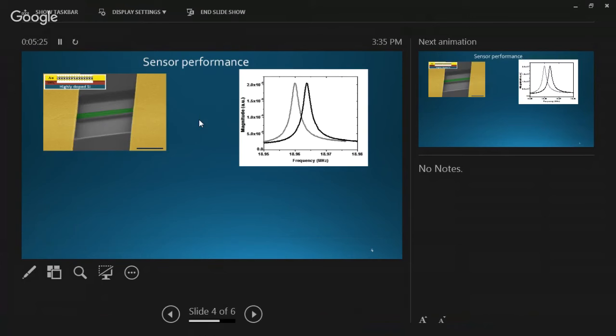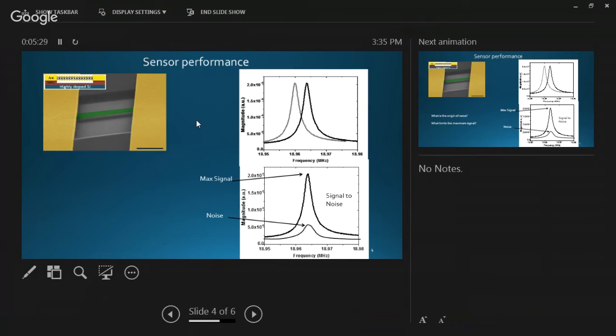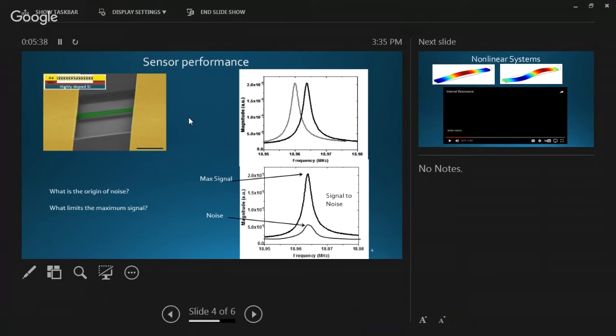So what is the minimum that you can measure? It is determined by the signal to noise that we have. So another question that we try to ask is, where is the noise coming from in these sensors? What is the origin of the noise? We reduce these noise sources. And if there is a maximum in the signal, what provides the maximum limit in these devices? How do we improve the maximum signal that we can get out of these devices? So that's something that we also look at.